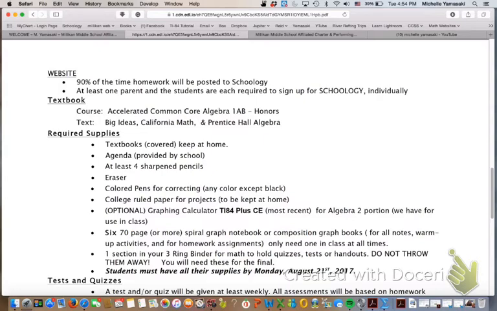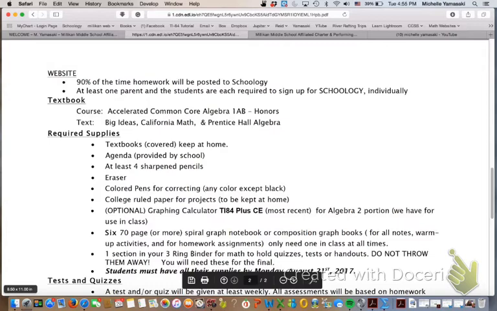I want you to have at least 4 sharpened pencils, erasers, and a colored pen, because if I assign you the evens, I want you to mark C or X for each problem that we read out for the evens. The kids have the odd numbers at home that they're supposed to be checking. Have college ruled paper somewhere in your notebook just in case they need it.